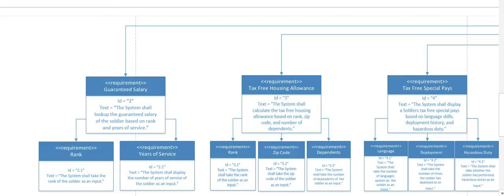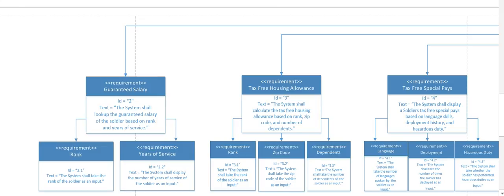The first being guaranteed salary of the soldier. The system shall look up the guaranteed salary of the soldier based on rank and years of service. The first sub-requirement for this requirement is rank. The system shall take the rank of the soldier as an input.